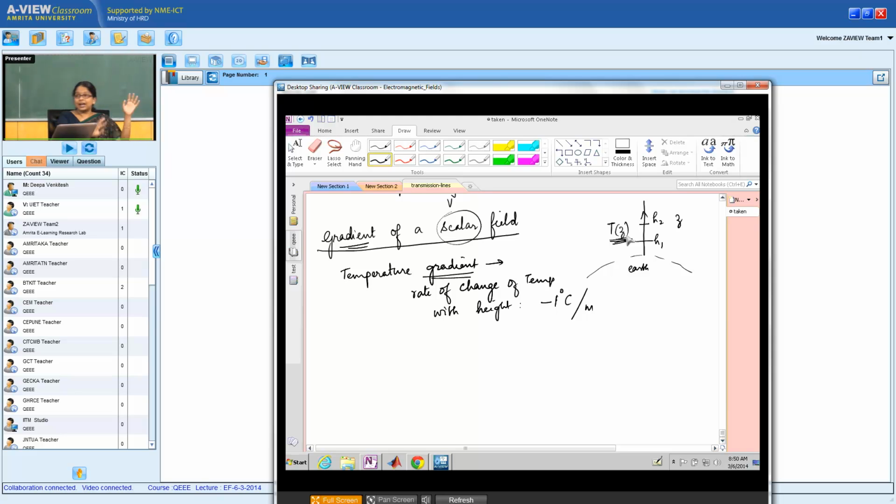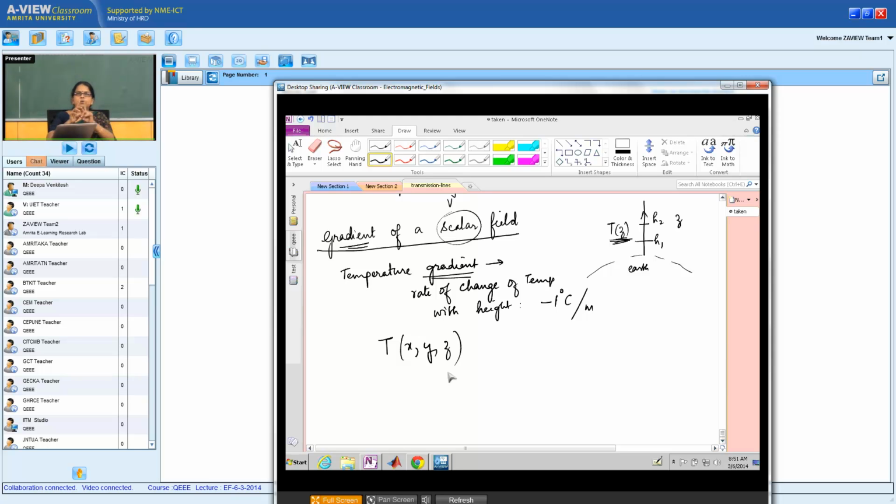So if I measure the temperature at each and every point in this room, I actually have a distribution which is a function of x, y and z. At every x, y, z location, I have a different temperature. Then how do I talk about the concept of gradient? If it was in one direction, I know the gradient in that direction.